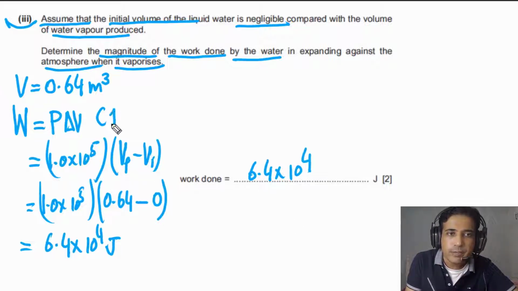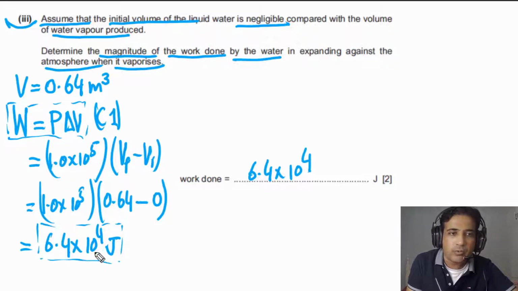The first mark you will get if you have written this formula. This formula we only use when P is constant. So if you have written this formula, you will get 1 mark, that is the C mark. And the second mark is the answer mark. If you have got the right answer, you will get 2 marks.